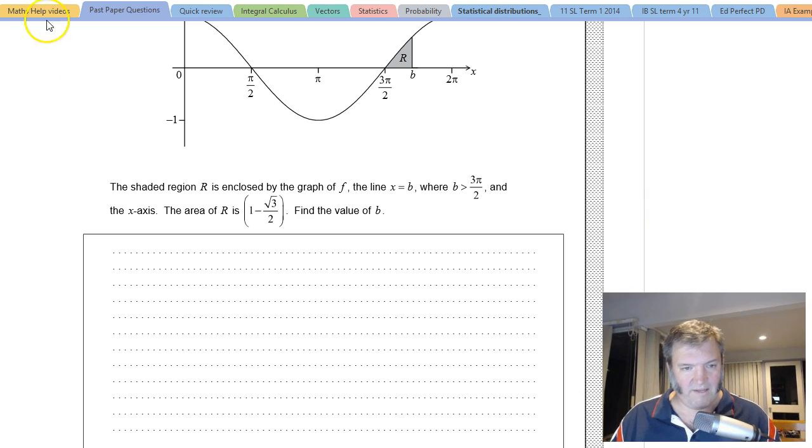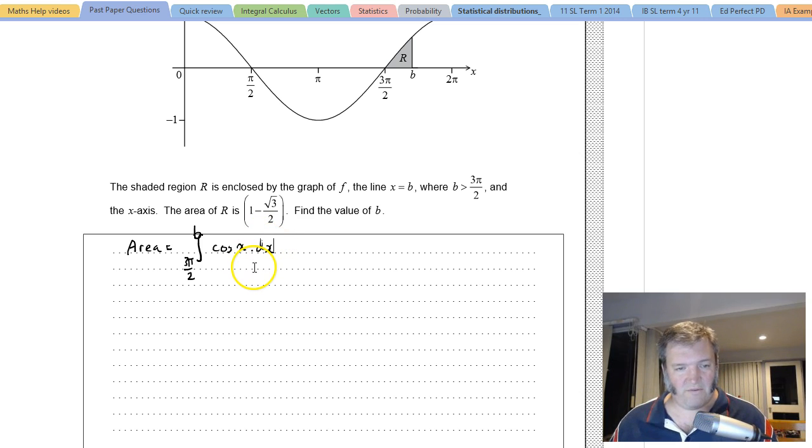This is actually not so bad, is it? We're finding areas under curves, so we're thinking integration. What would the area actually be? Well, it would be the definite integral from 3 pi over 2 to b of the function. What's the function? Cosine x. All we've got to do is step through this, and we know that this area is going to equal 1 minus root 3 on 2. And that has to equal the integral of cosine x, which is sine x, so this isn't too bad.